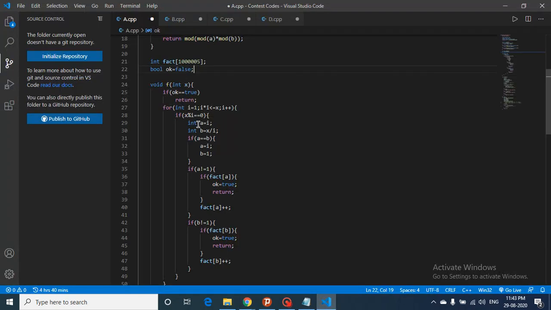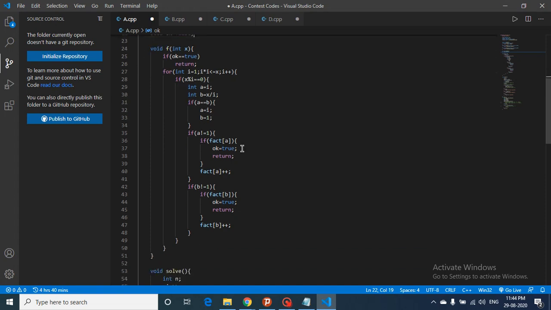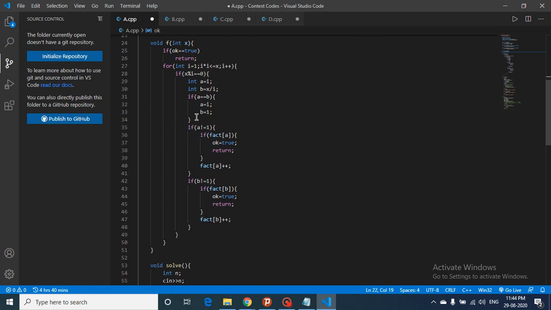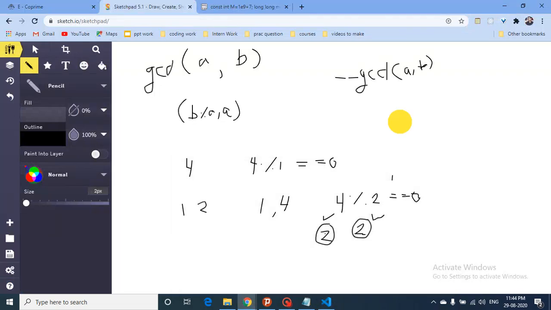So if you do x mod I, and if it is 0, this means that the factors can be I and x divided by I. If both of them are the same, then only take care of one factor, which is a of I, and make the b equal to 1. Then, in the first case, there can be a number which is 1, and in the case in which the number is 4, 4 mod 4 equal to 1, so that case will also occur.